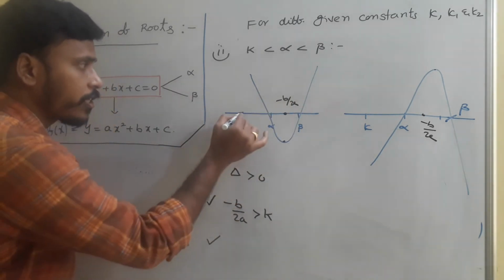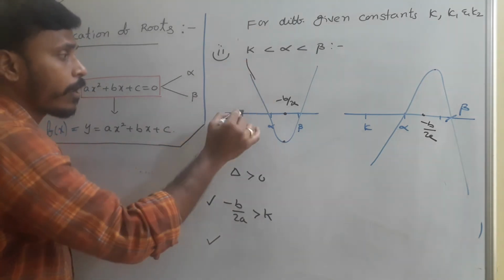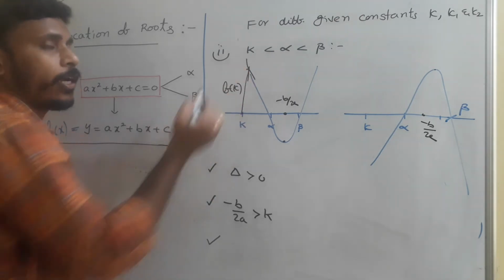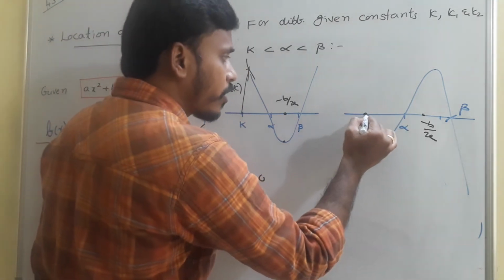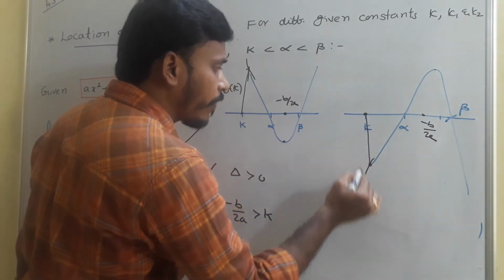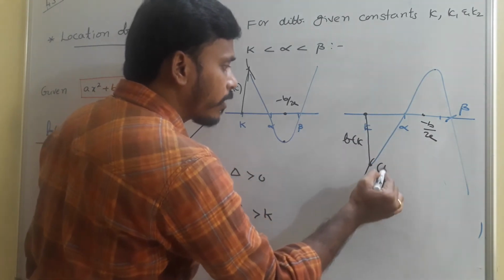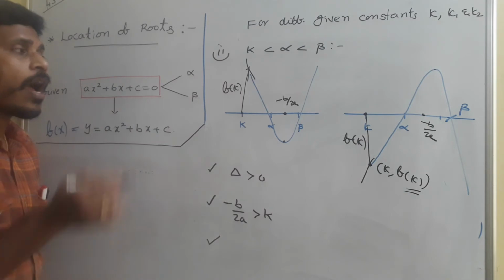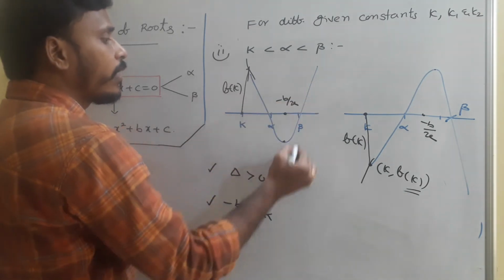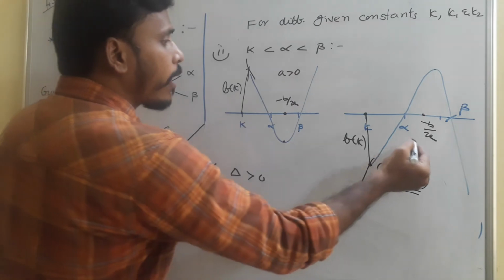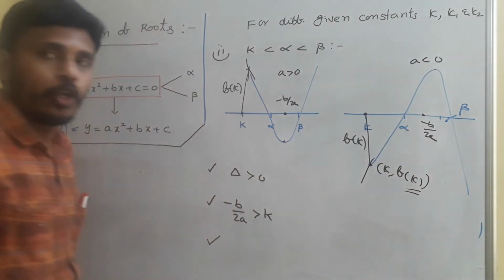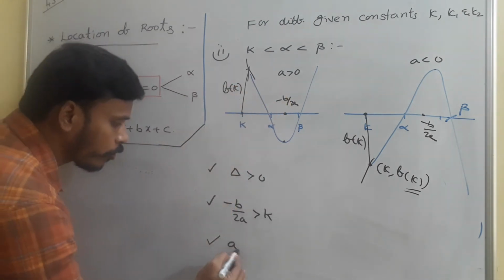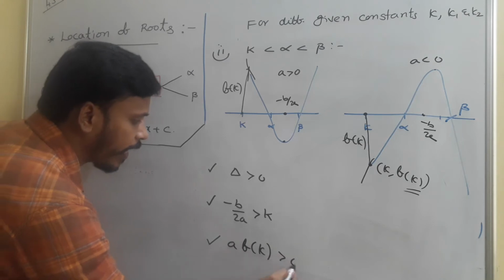The third condition, this is k, right? For this k, what do you say about its f of k? This length is f of k, actually the y coordinate of the point, and for this k its corresponding f of k is there on the graph. This length is f of k and the point is k comma f of k. Since it is below the x-axis, f of k is negative. And here again, upward parabola happens at a greater than 0. Downward parabola happens at a less than 0. Look there, a negative, f of k negative. Look here, a positive, f of k positive. The next condition is a into f of k greater than 0.